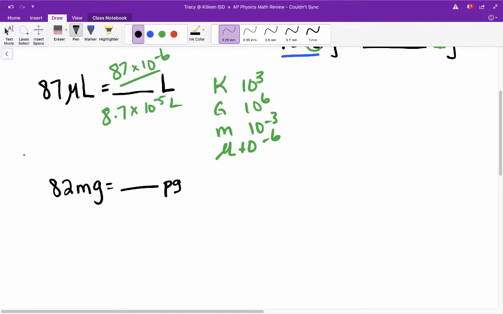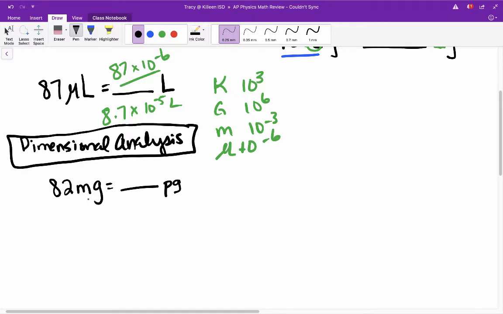Now, another way to convert is using what's called dimensional analysis. You've probably done dimensional analysis already, because in chemistry, whenever you did stoichiometry and had to go from moles to grams to liters, you had to use dimensional analysis to do that. It's a way to set up your conversion factors and your units to help you figure out the problem.